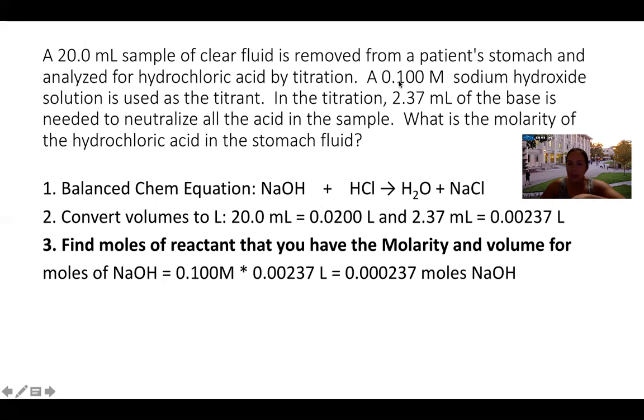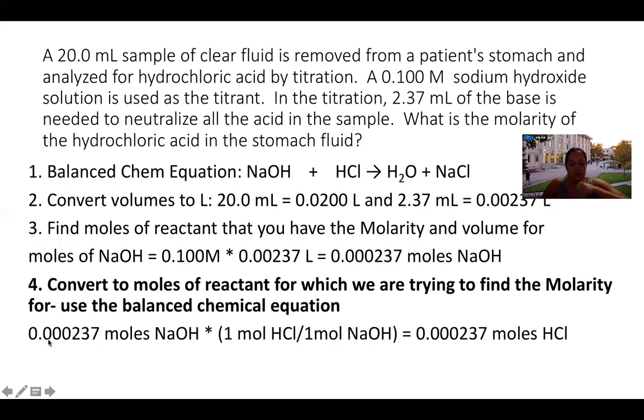Okay, so we know it's 0.100 molar, and we know we have 0.00237 liters of it. And so the moles of the sodium hydroxide I can find by just multiplying those two. Remember, capital M is molarity, that's moles over liters. So when you multiply, liters will cancel and you end up with moles. So you end up with 0.000237 moles NaOH, sodium hydroxide.